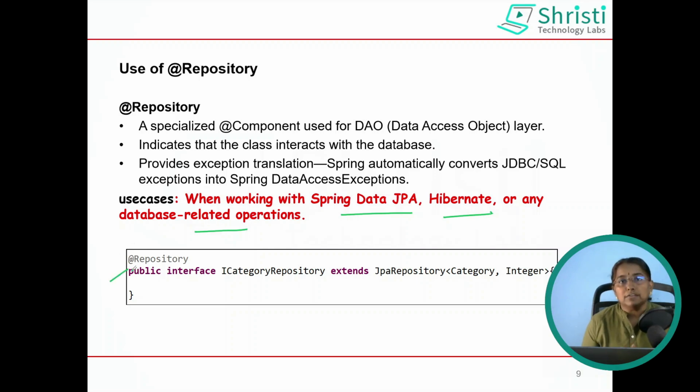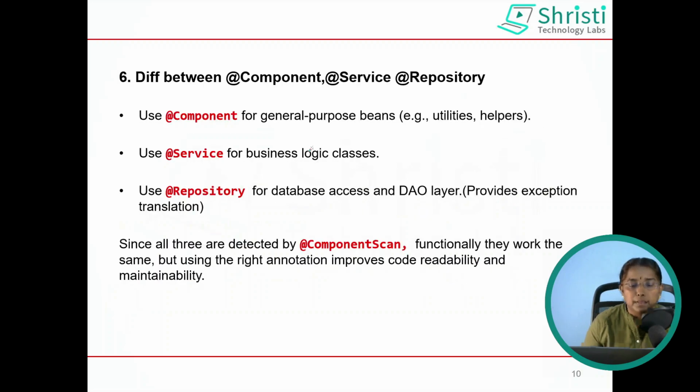Now that we have understood all these annotations, let us see the difference between them. Use @Component for general purpose beans, that is for utility classes and helper classes. Use the @Service annotation for service layer beans, that is classes that are dealing with business logic or transactional operations or service layer operations. Use @Repository for classes or interfaces that interact with the database.